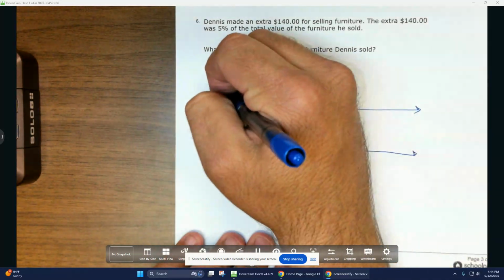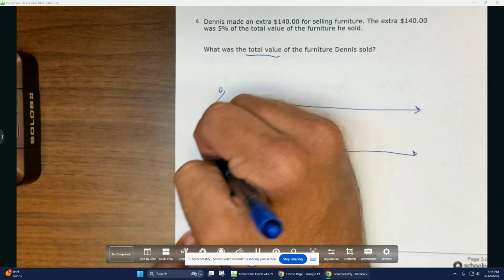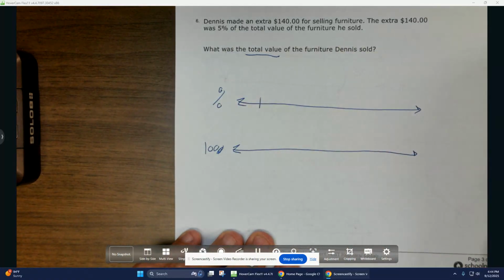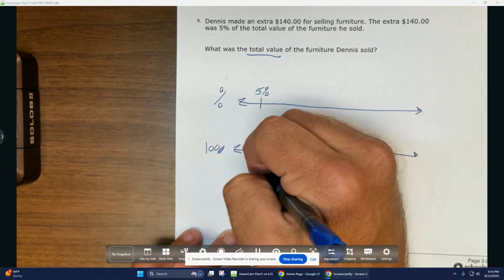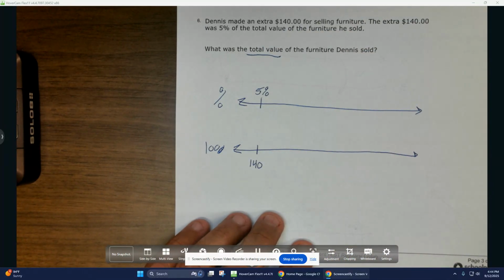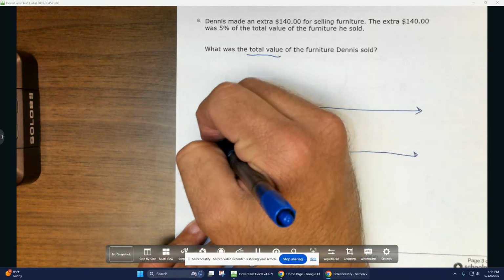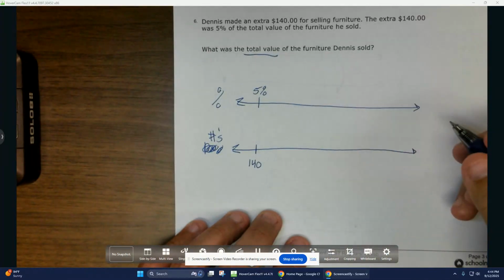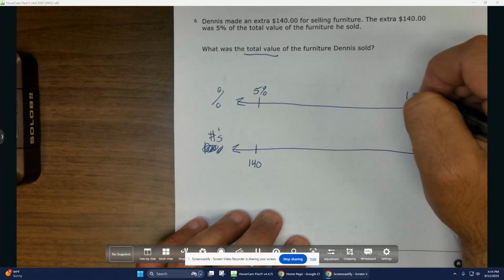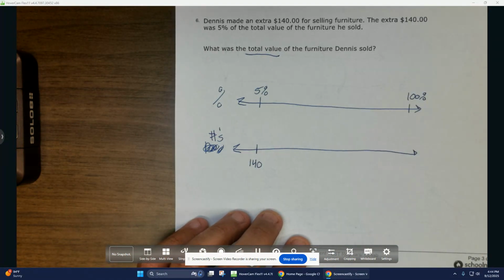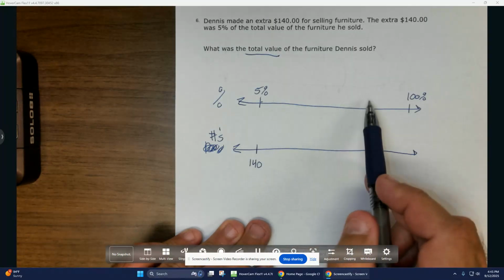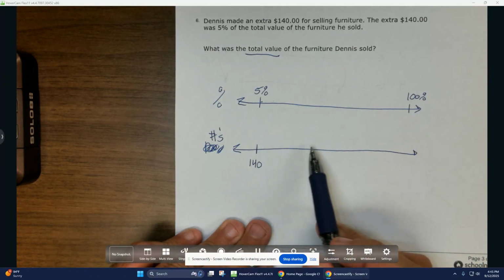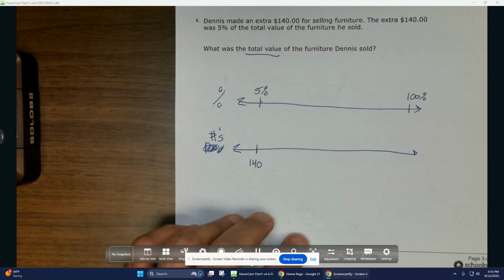So here we go. Let's go with what we know. We know 5% is $140. What we're solving for, oh, what am I doing here? Change that to numbers. What we are solving for is 100%. Okay, again, there's 2 ways you could do it. You can count by fives, because here's my pattern: 5, 10, 15, 20. And then you can count by 140, 140, 140, all the way until you get to the 100%.